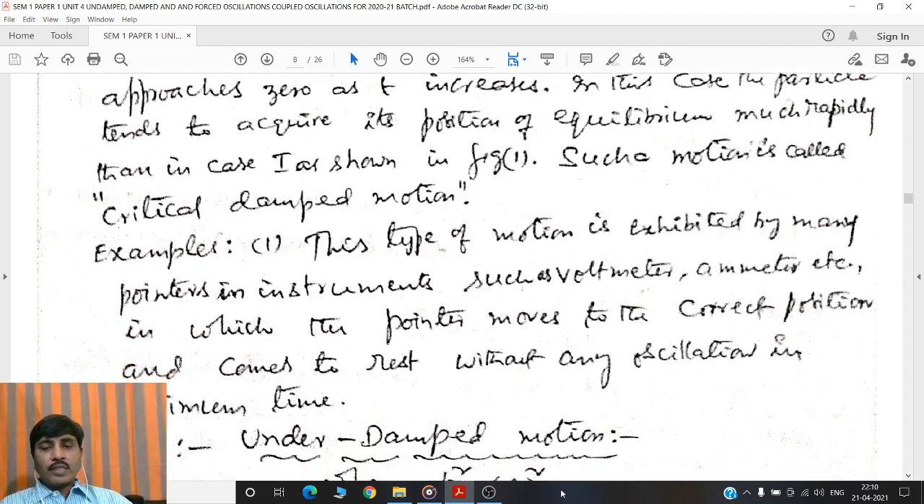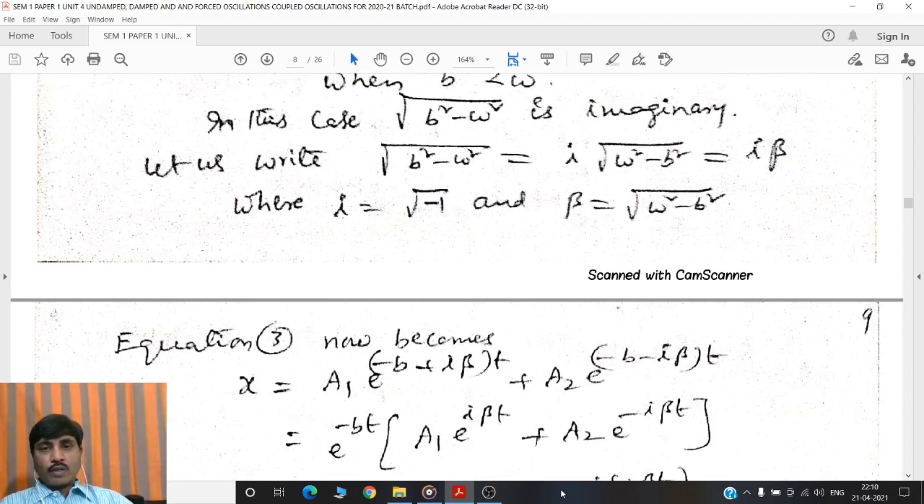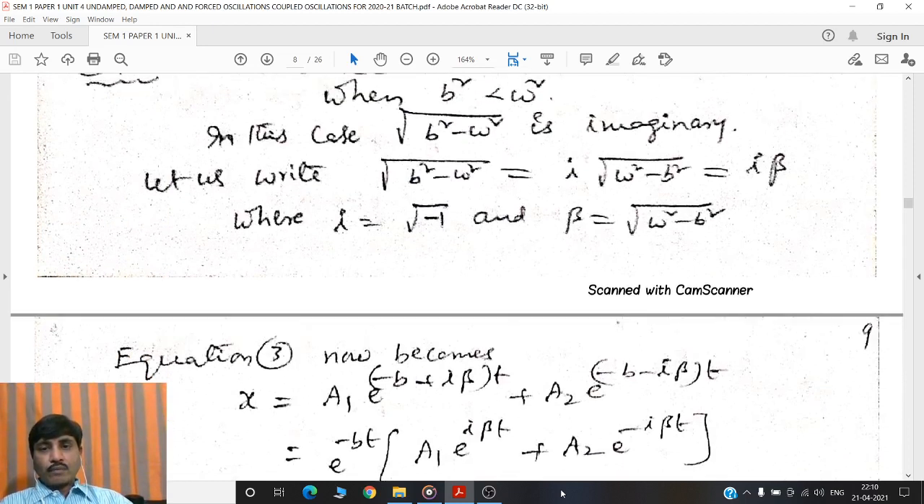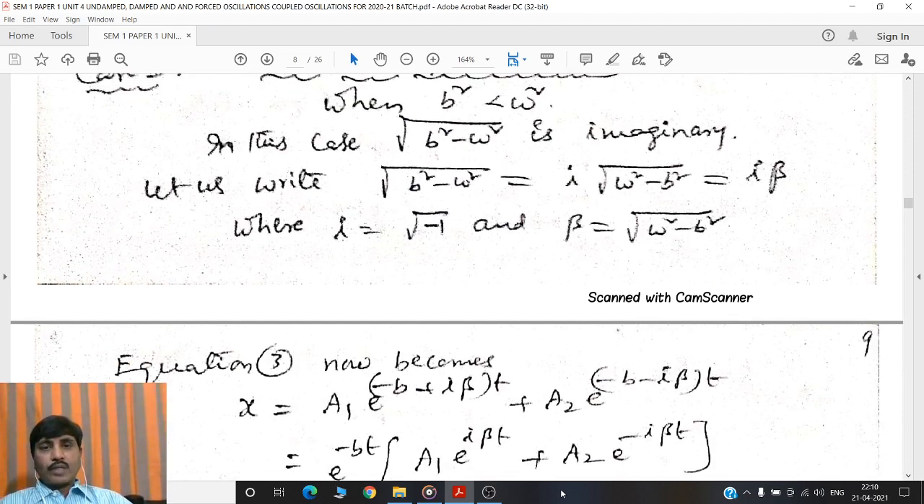The third case is underdamped motion, when b square is less than omega square. In this case, square root of b square minus omega square is imaginary. Let us write square root of b square minus omega square is equal to i into square root of omega square minus b square, that is equal to i beta, where i is equal to square root of minus 1 and beta is equal to square root of omega square minus b square.